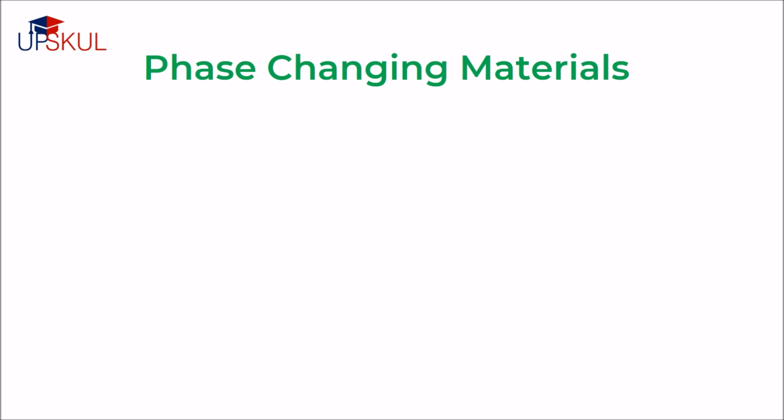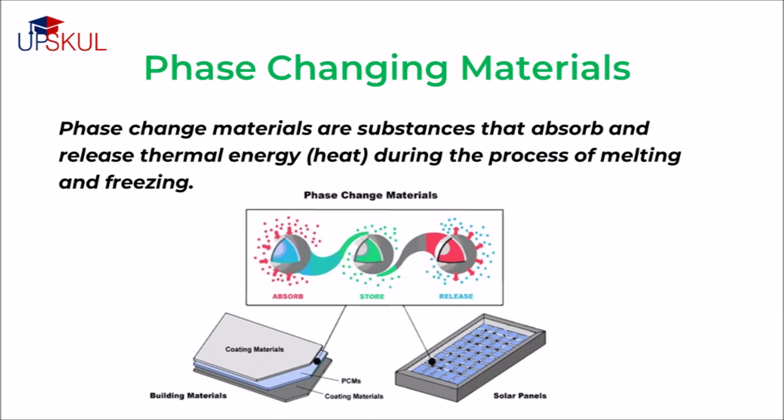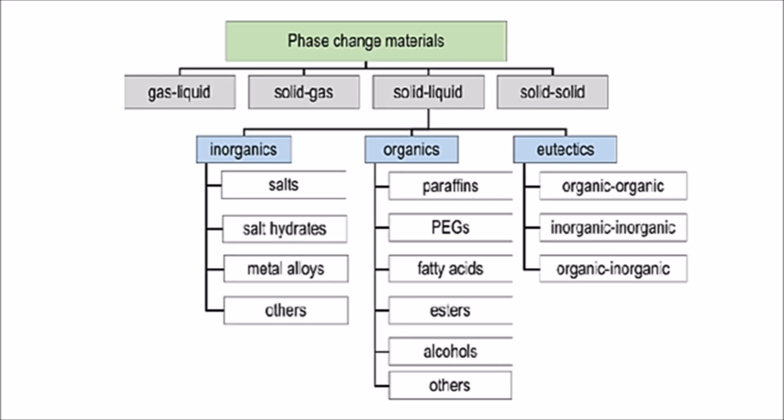Phase change materials are substances that absorb and release thermal energy during the process of melting and freezing. They are called phase change materials because they go from a solid to a liquid state during the thermal cycling process. Hydrocarbons, primarily paraffin, sugar, alcohols, and lipids, are categorized as organic phase change materials. Salt hydrates are categorized as inorganic phase change materials.